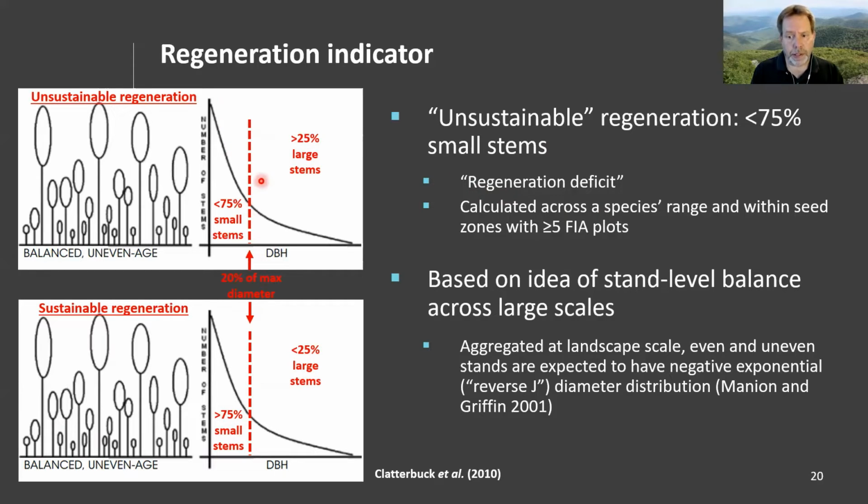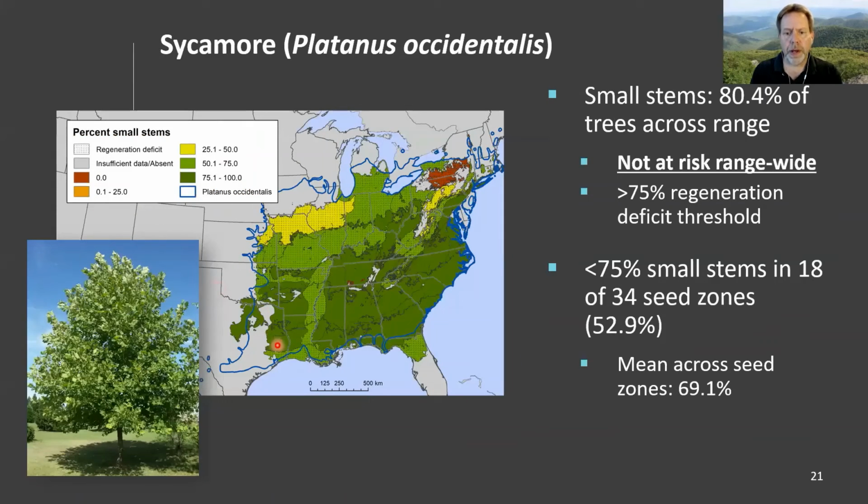This is based on the idea of stand level balance across large scales. So aggregated at a landscape scale, even uneven stands are expected to have this negative exponential or reverse J diameter distribution. So if we have our 20% of max diameter here, if fewer than 75% of the stems are on this side of that line, then we have unsustainable regeneration, versus if we have more than 75%, then we have sustainable regeneration. So some examples.